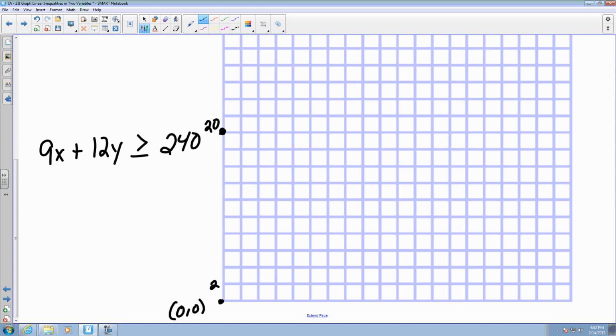If I did it just from job X, it would take me 26.66 hours. So 2, 4, 6, 8, 10, 12, 14, 16, 18, 20, 22, 24, 26. I would say it's roughly right about there. And since it's a greater than or equal to, it is a solid line.